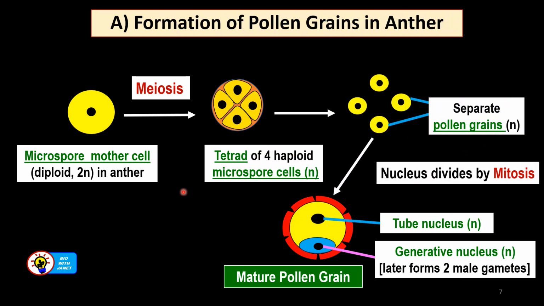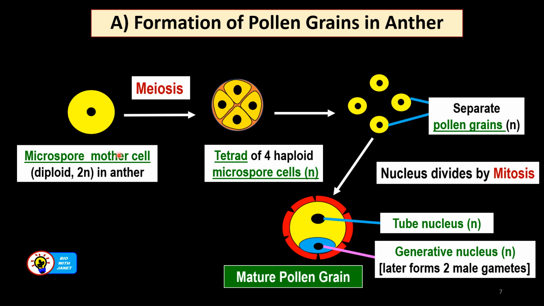So in the formation of pollen grains in the anther, we start with the microspore mother cells. Now, the microspore actually refers to the pollen grains, which are tiny, right? That's why it's micro. And then microspore mother cells. So the mother cells will produce the pollen grains. All right, start with the mother cells, which are diploid.